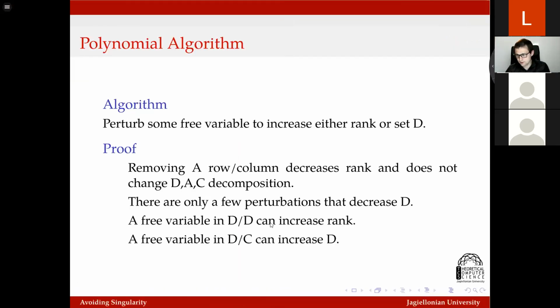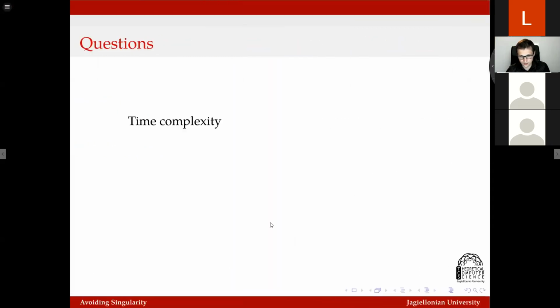Okay, so this is the state of this project. These are the things that I know, and there are still a few questions that I find intriguing. So the first one is to improve this complexity and make it better. Maybe it's possible to improve this complexity below n to the third.